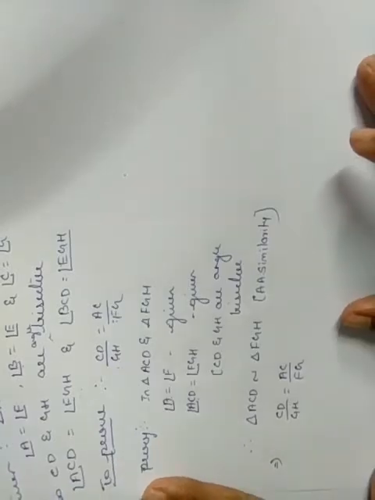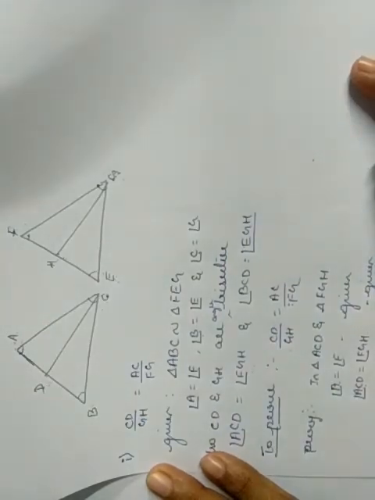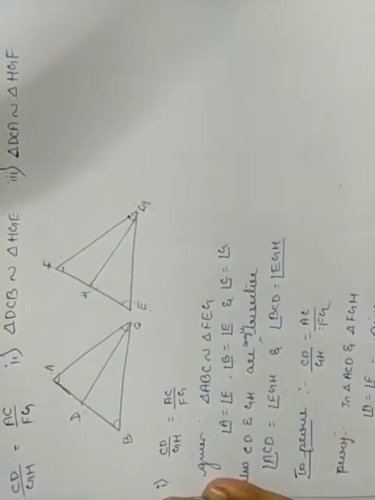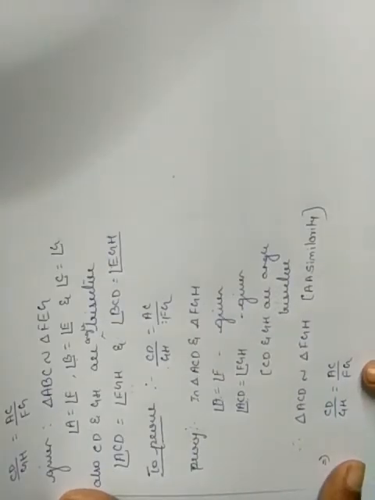Let us summarize this once again. We have to show that the sides of the triangles are in the same ratio. For that, first we have to make two triangles similar, right? After making two triangles similar, then we can say that their corresponding sides are in the same ratio, right?